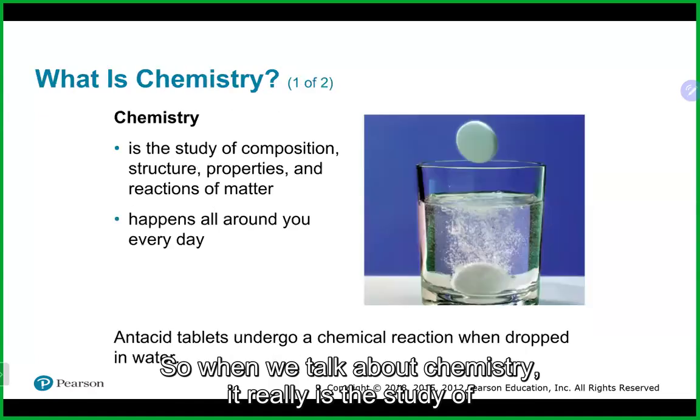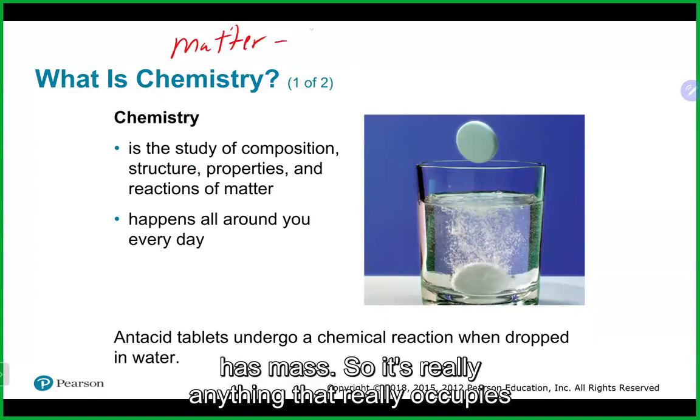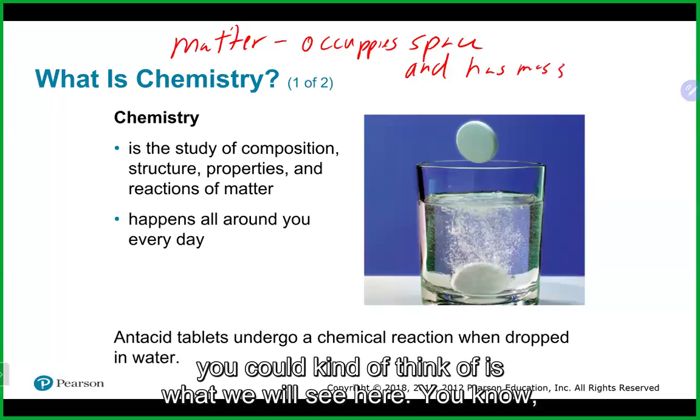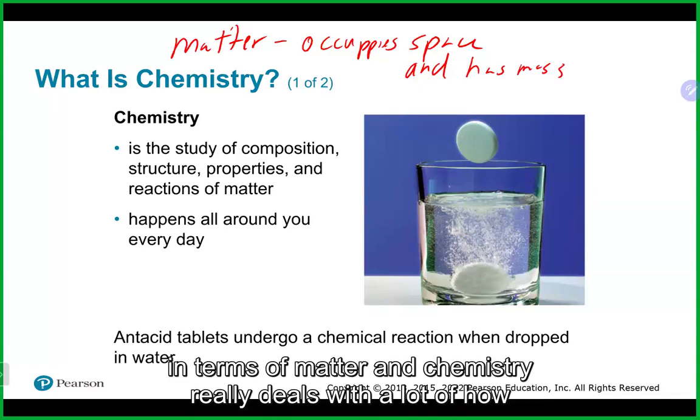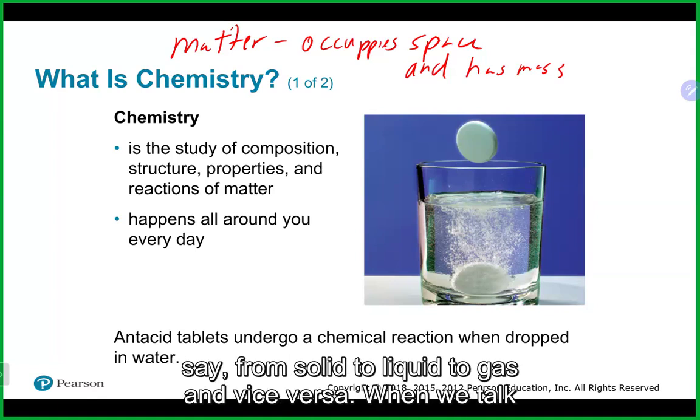So when we talk about chemistry, it really is the study of matter. And matter is anything that occupies space and has mass. So pretty much everything that you could think of is what we will see here in terms of matter. And chemistry deals with a lot of how that matter changes. How does it change in a chemical reaction? How does it change as it goes through different states, say from solid to liquid to gas, and vice versa?